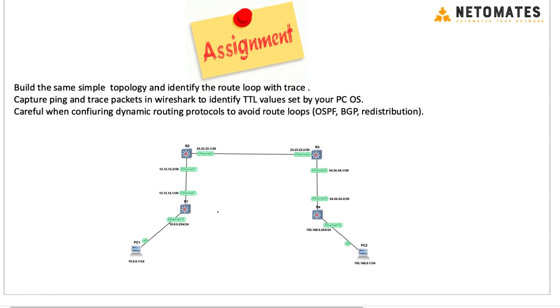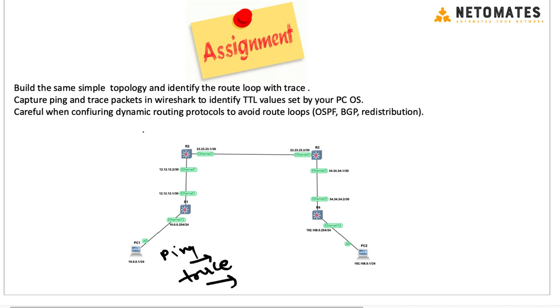So for this class, the assignment will be to build a similar topology and create a loop, and then perform the ping and perform the trace to identify that the loop is occurring as per your configuration. Okay, and also try to capture the packets on your PC and identify the TTL values for the sent packet and the return packet, the received packet.